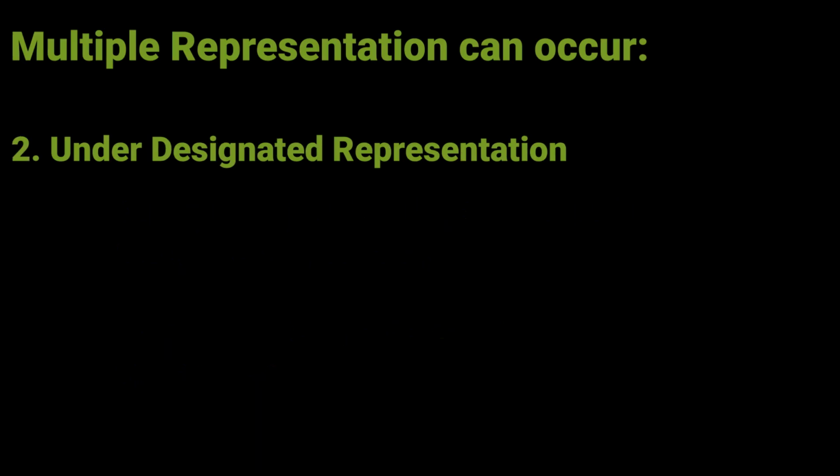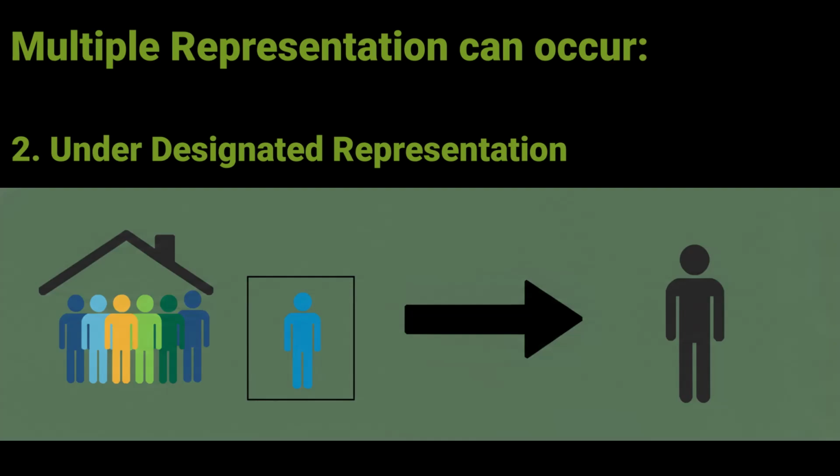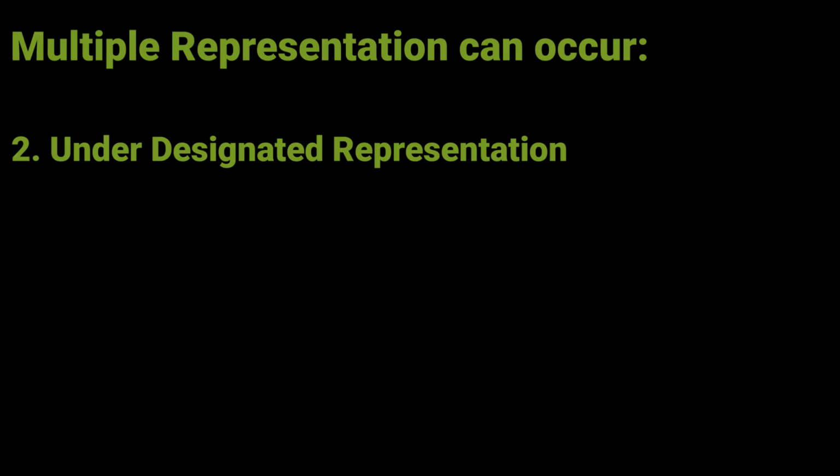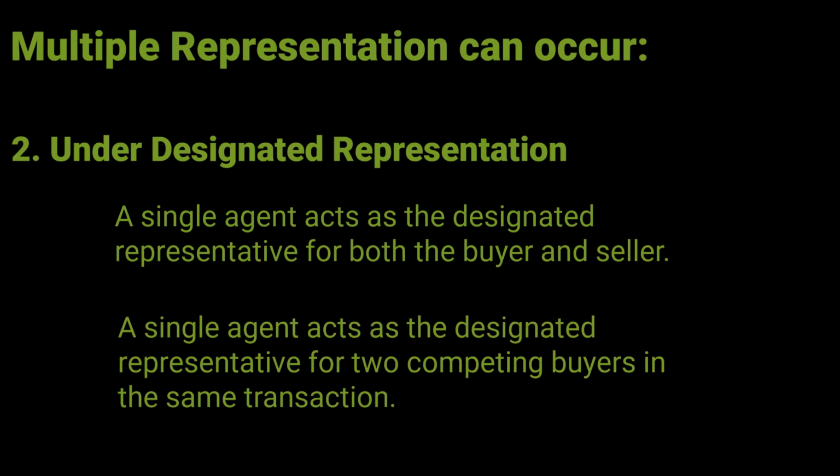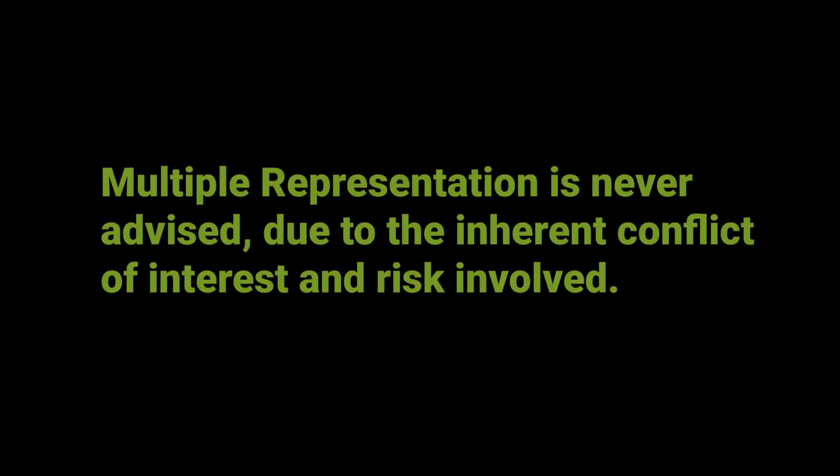Under designated representation, the brokerage can actually have multiple clients in the same transaction, since each client will have their own designated representative assigned to advocate for their needs. Zolo operates under this designated representation model. However, even under this designated model, multiple representation still occurs when a single agent acts as the designated representative for both the buyer and the seller, or for multiple competing buyers for the same property.